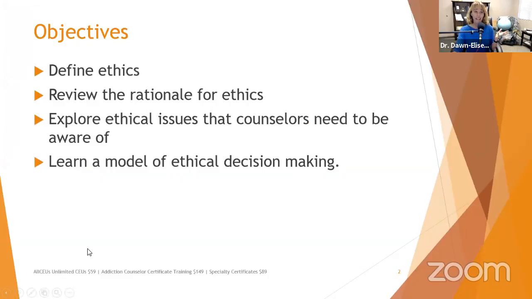We're going to define ethics because we have to for the review, review the rationale for ethics, explore ethical issues that you may need to be aware of, and learn a model of ethical decision making, which is going to be important for you to know when you take your exam.